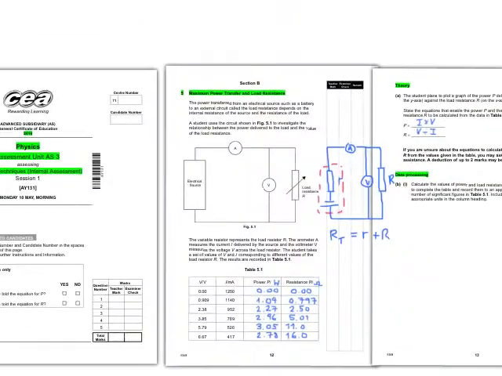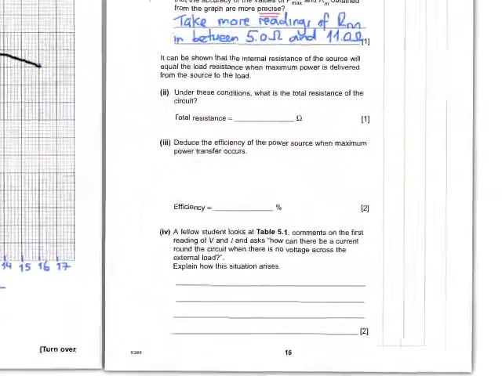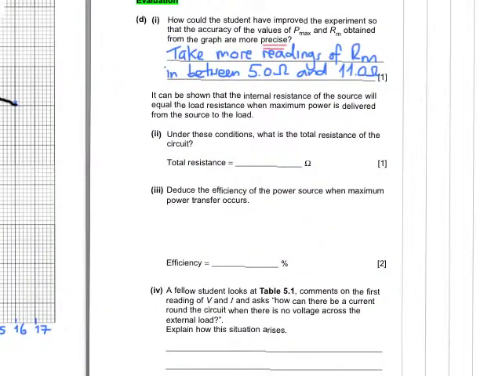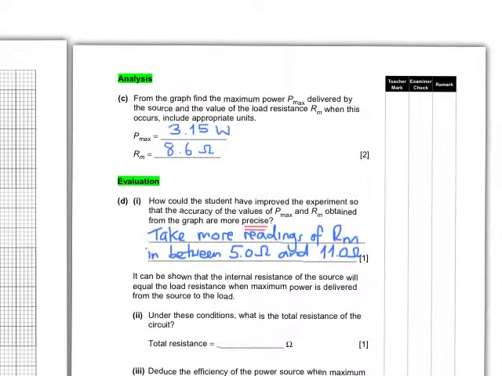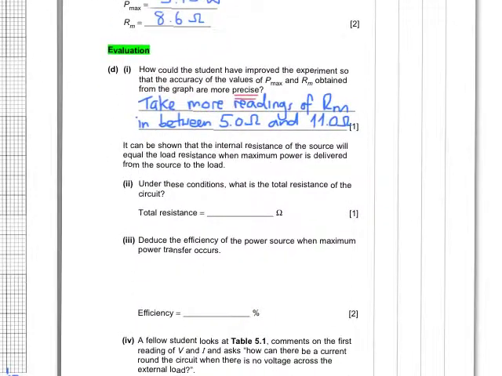And let's jump back to the question, which asks us what is the total resistance of the circuit, if the internal resistance equals the load resistance at maximum power. So our maximum power, we've said up here, is when the resistance is 8.6, and if these are equal, if 8.6 is the same as the internal resistance, then of course it's just going to be 2 times the external resistance, and that then is our 17.2 ohms.